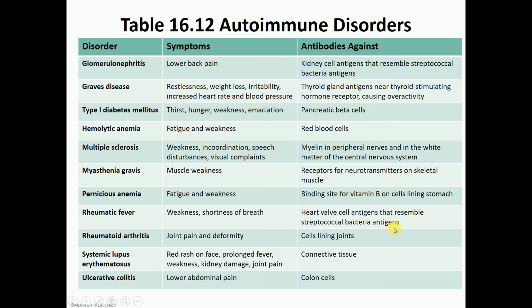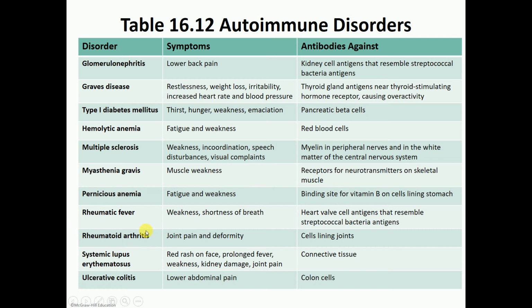Now these antibodies, not only are they going to attack the strep bacteria, they might also attack the heart valves. And that is why if anybody has a strep throat, it is extremely important for them to take antibiotics to prevent the rheumatic fever from happening.